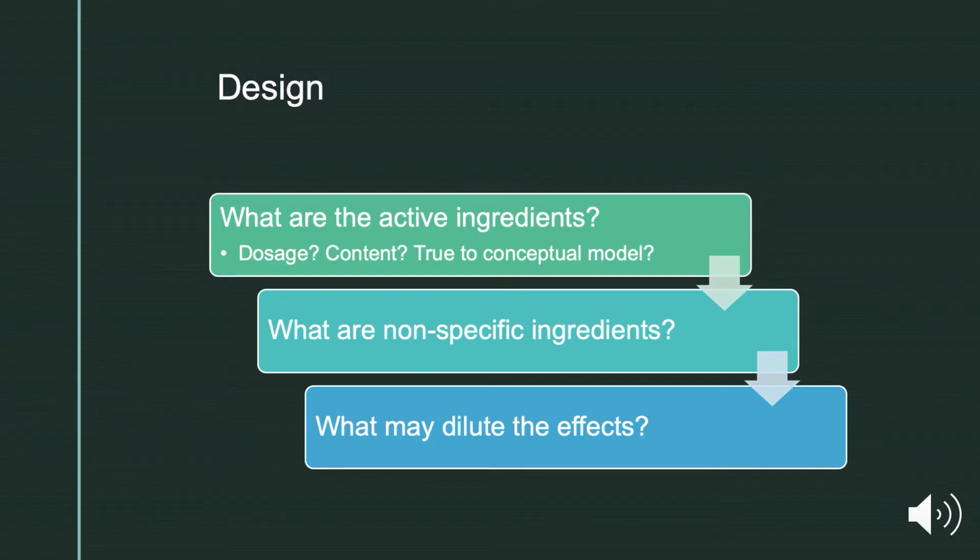So probably where we see intervention fidelity the most clearly is in the design, by defining what are the active ingredients of the program or intervention, what is the dose, what is the content, what ingredients might be included but are not essential or specific to the program, and what are the things that might dilute the effects of the program.